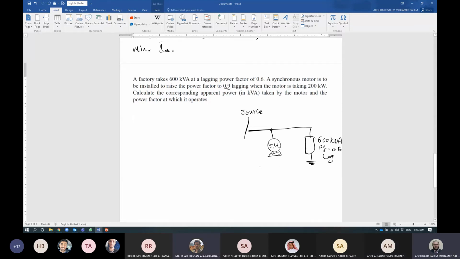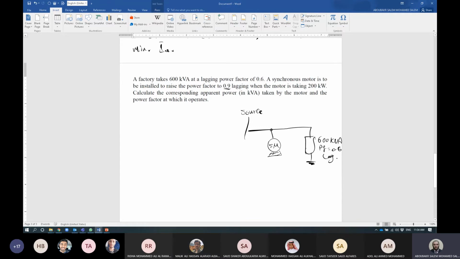Doctor, sorry, first it was 0.6, and the desired is 0.9. Nice, exactly right. Okay, so the desired here should be for the source, right or wrong? Yes.